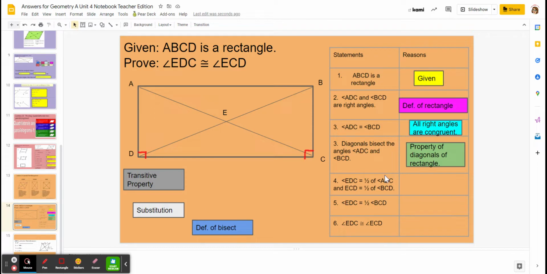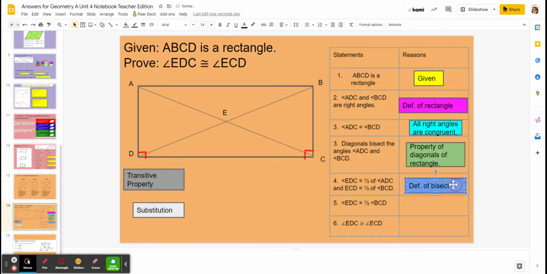And then I can use that fact, that we just said the diagonals are going to bisect it, to officially state that EDC is 1/2 of ADC. So EDC is half of it. We can also say ECD is also going to be half of the big right angle. Again, because that's the property of a diagonal in a rectangle, that it's going to be bisected.